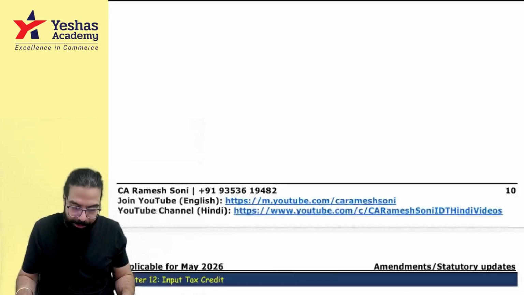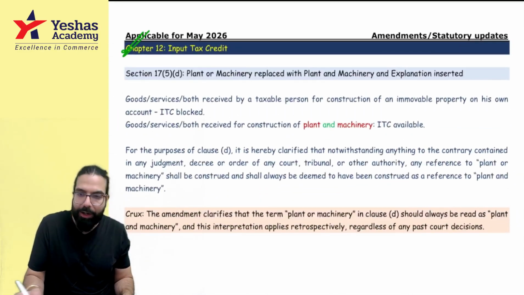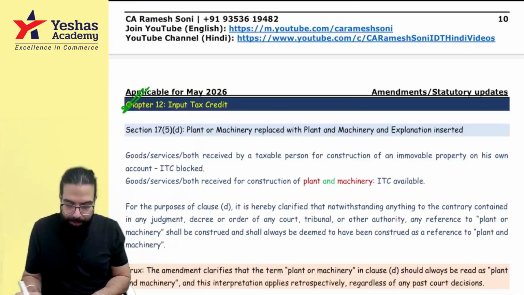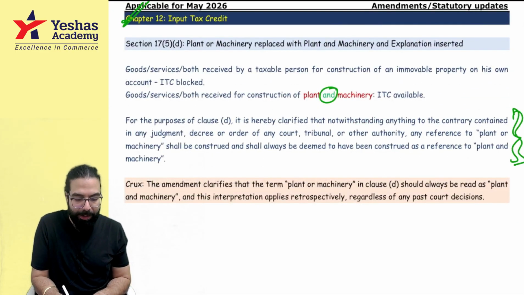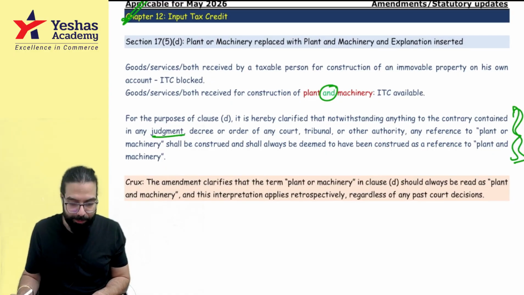This point is clear. The ITC chapter you have already been told. It is plant and machinery, and anything told in judgments and so on, that Safari Retreat case law, forget it. They went ahead and told.